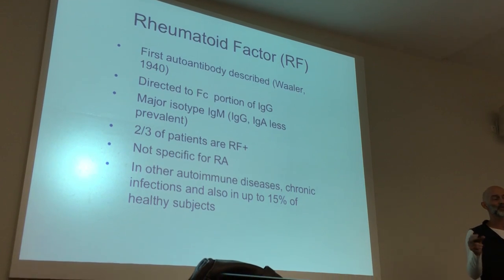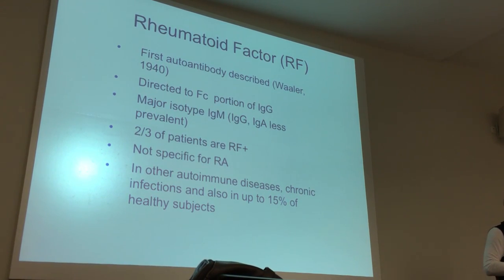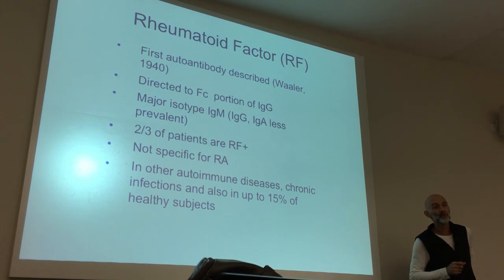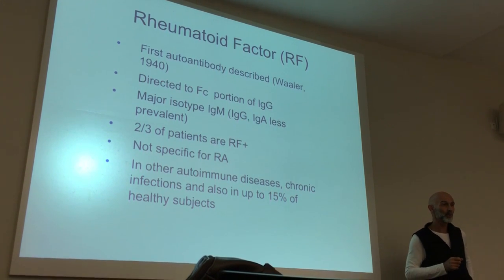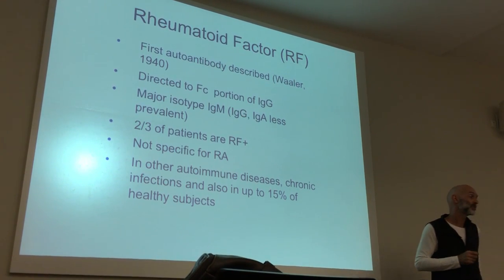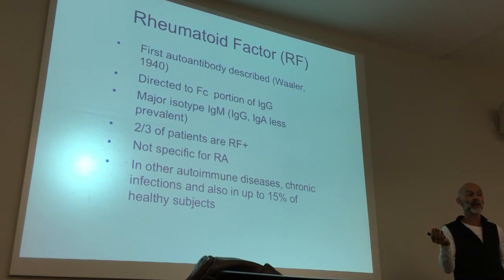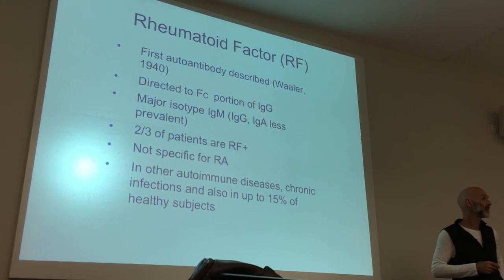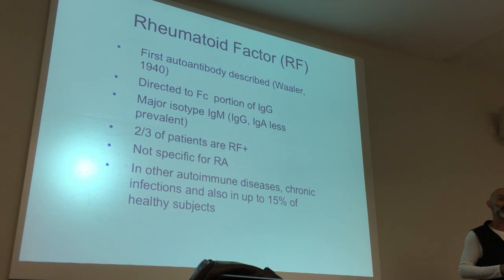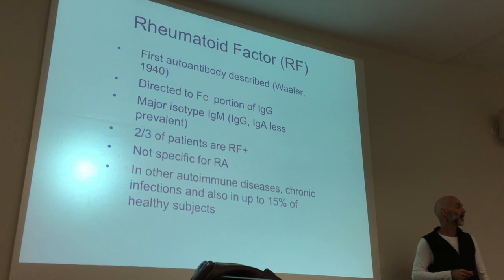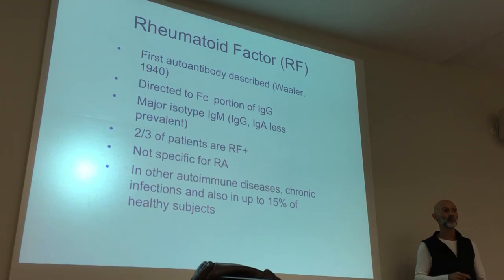Not all of the patients have this rheumatoid factor, only roughly two-thirds of the patients. And it's also not specific for rheumatoid arthritis. So we have infections, we have malignant diseases. Up to 15% of the healthy population has a rheumatoid factor, but not the disease. And this often leads to confusion, as you can imagine, because this is a kind of standard test that is frequently done outside, and which of course then scares a lot of people if they have a positive rheumatoid factor.